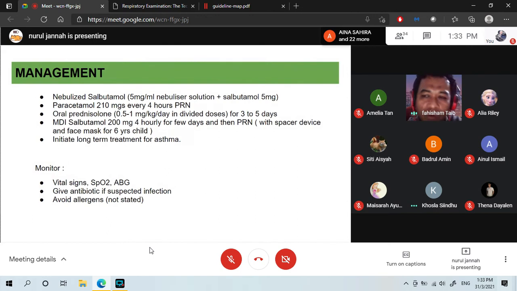So the history must also relate to the trigger. What are the common triggers? So if it's exercise, therefore the child should have an inhaler prior to doing vigorous activities.